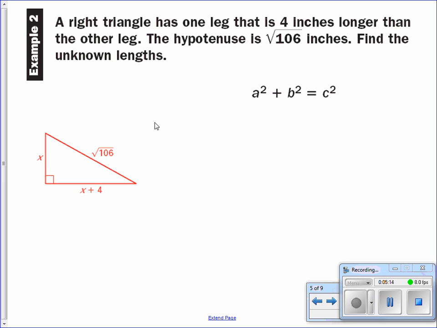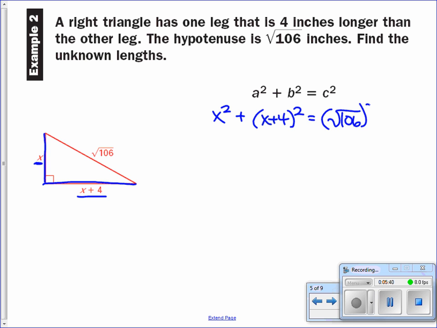If you think of it, this is actually what they're trying to describe. They gave you the hypotenuse. They told you one leg is 4 inches longer than the other leg. So one leg is x, the other leg is whatever x is plus 4. But now when we go to do this, my a is x squared, my b is x plus 4 squared, and now my c is the square root of 106 squared.